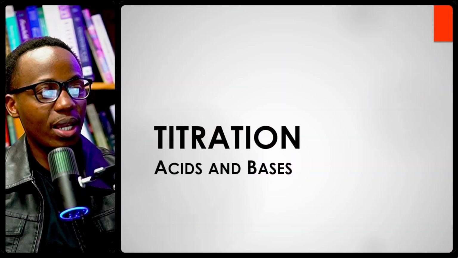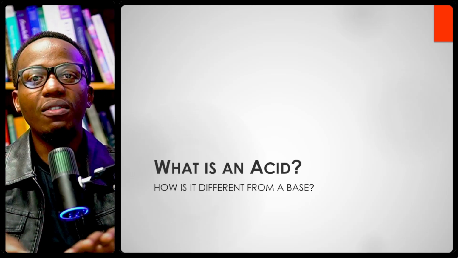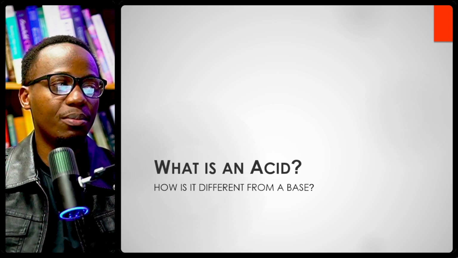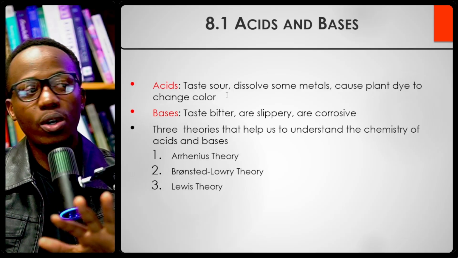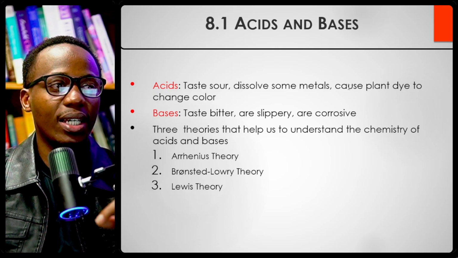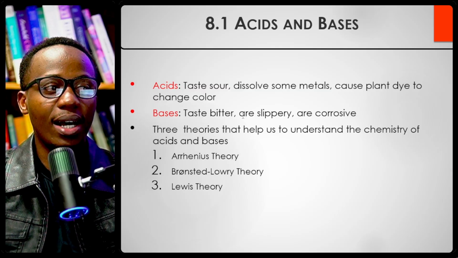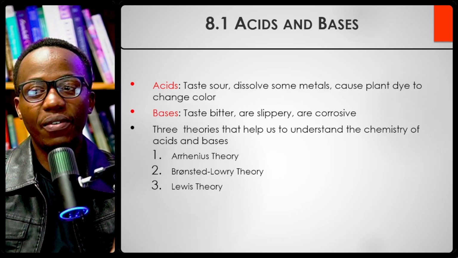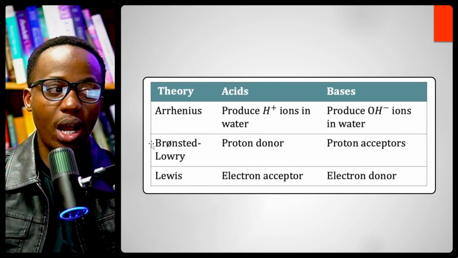But let's go back a little bit and talk about acids and bases. What is an acid? What is a base? Now, as usual, you should have a full lecture talking about acids and bases. So this is just a quick recap, right? So an acid is traditionally something that tastes sour, it dissolves metals, and can cause plant dye to change color. And bases taste bitter and they are slippery and corrosive. But in terms of chemistry, you have different people defining them, right? So you have Arrhenius, Bronsted, Lowry, and Lewis.